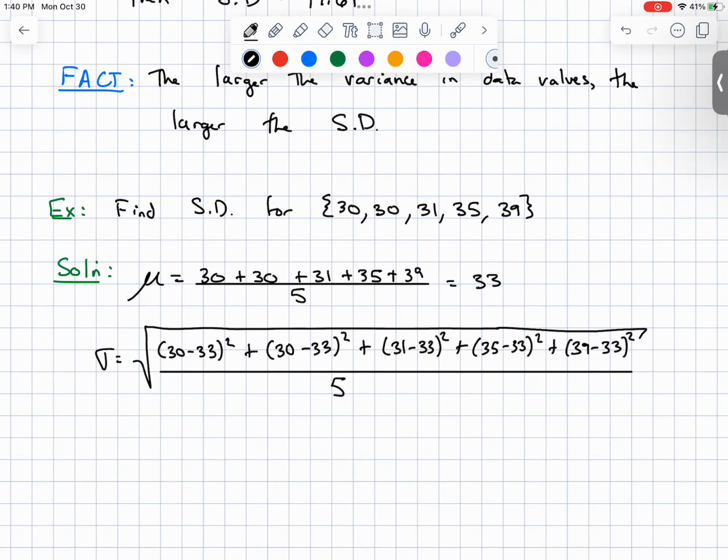And then, you should get, if you plug that into your calculator correctly, 62 divided by 5, which is approximately 3.52 when we round. Which makes sense. The variance in the data was not as large as the previous 2 problems, so we should get a smaller standard deviation. Any questions on that?